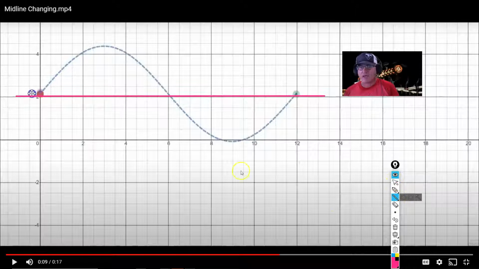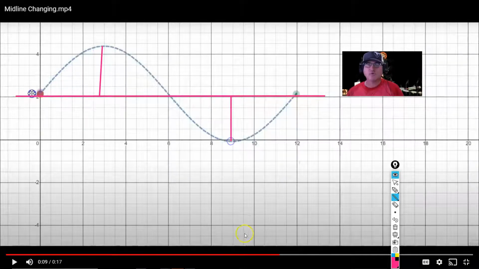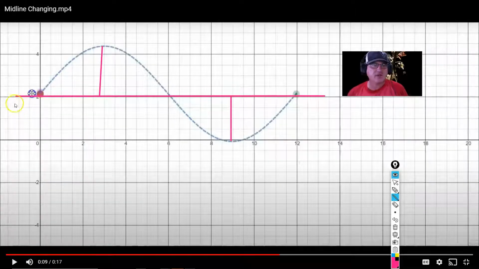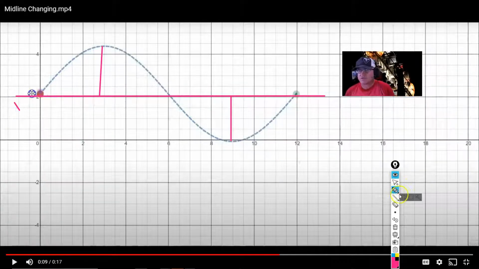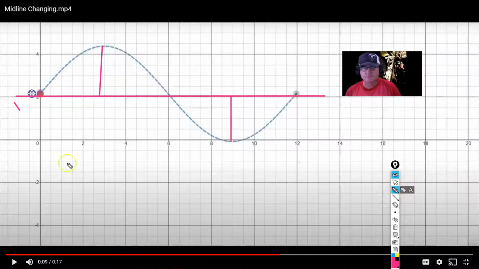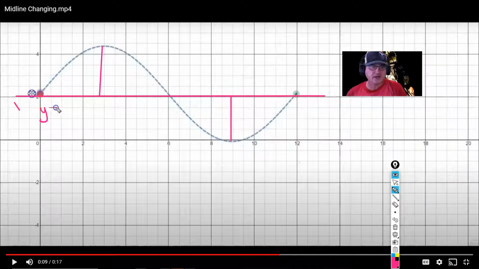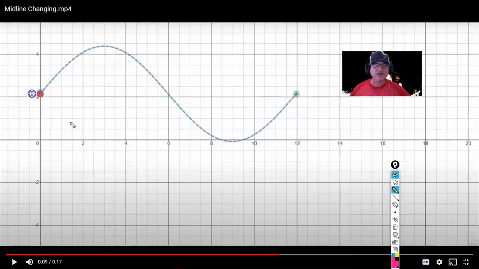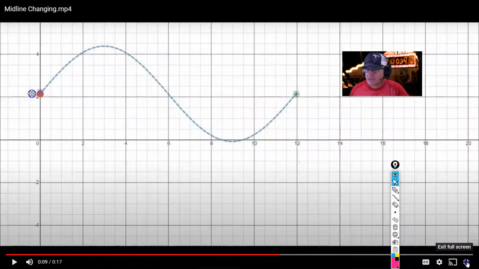It's halfway to a high point, halfway to the low point. So in this example, our midline would be at the equation y equals 2. It's a horizontal line, so it just has a y in it, and that's equal to 2. So changing the midline is the same as taking a function and sliding it up and down. All right, the next characteristic was the amplitude.